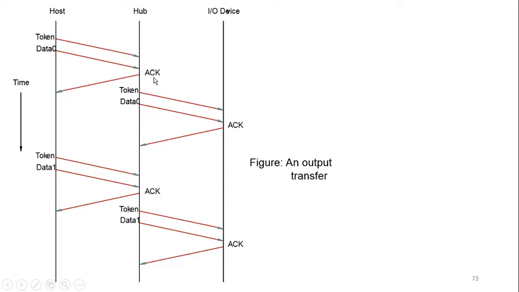Similarly, after receiving this acknowledgement from the hub, the host sends the next sequence of token and data to the hub again, also meant for the same IO device. The first data packet follows the format 0, and the next is 1. This repeats alternately: the next packet is addressed using 0 and the following one using 1.